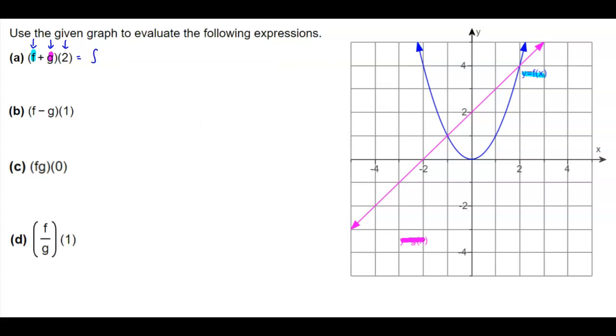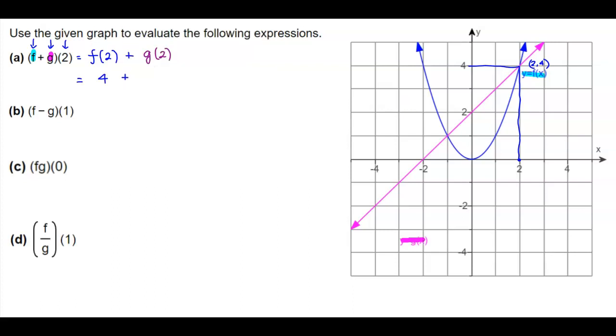So now let's go ahead and write this out. So we have f of 2 plus g of 2. So we need to figure out what does that equal. So that means we need to find the output. So when x is 2 on the function f, if x is 2, then what is the output? Well, the output is 4. So that means that the answer is 4 here for f of 2.